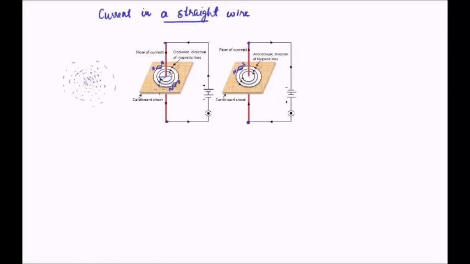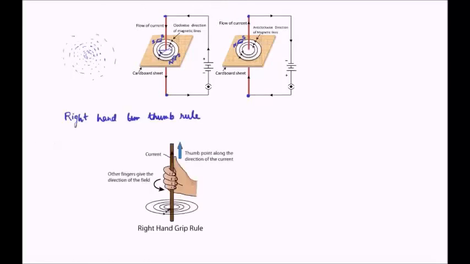Now let us see how to find out the direction of the magnetic field in a current carrying wire. For that we'll use what is known as the right hand thumb rule. So this is the diagram for my right hand thumb rule, or what is alternatively known as the right hand grip rule. What this says is that suppose we have a current carrying wire, in which the current is flowing from bottom to top.